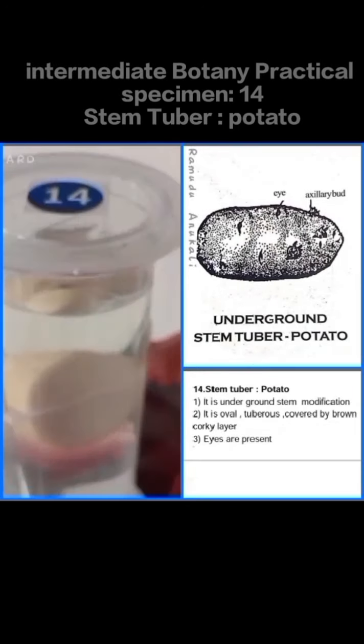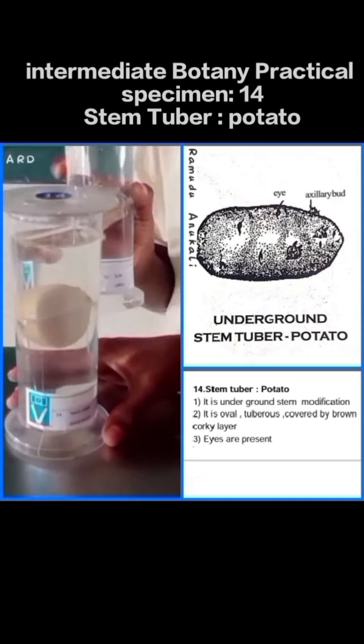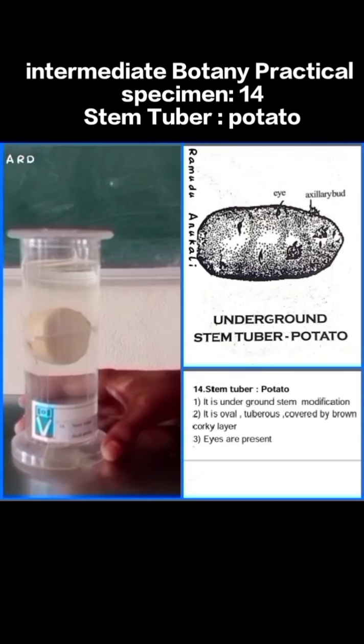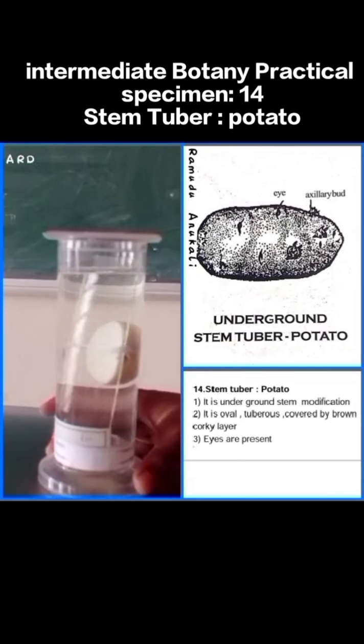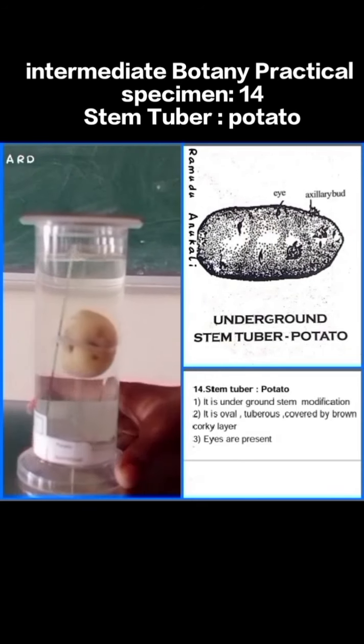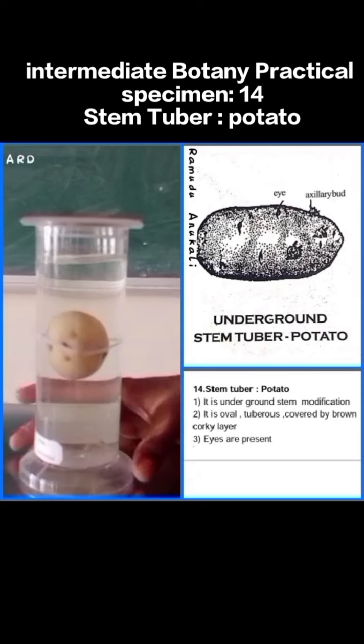Number 14 specimen, stem tuber, potato. It is an underground stem modification. It is oval, tuberous, covered by a brown corky layer. Eyes are present.